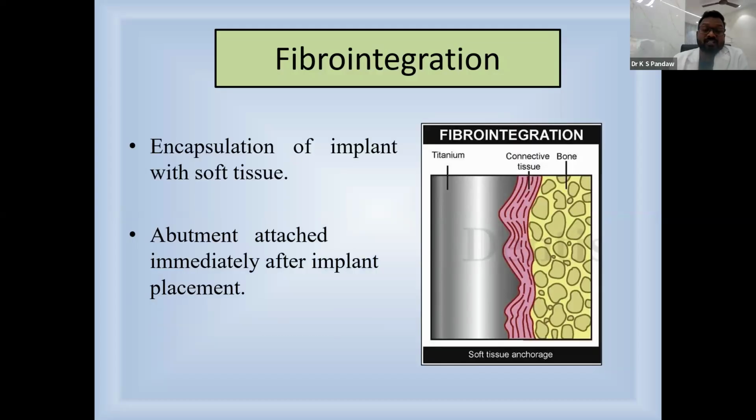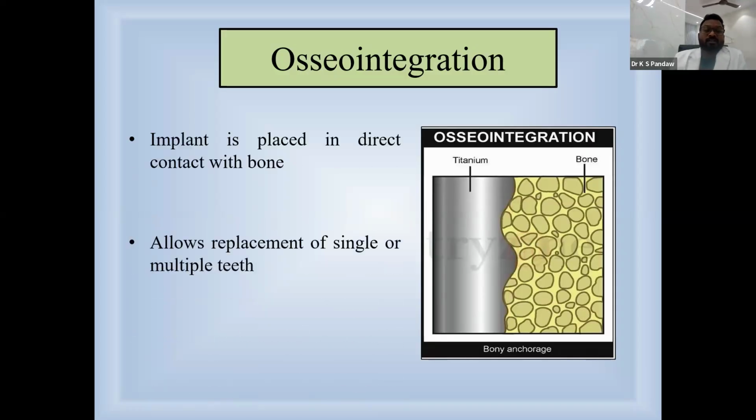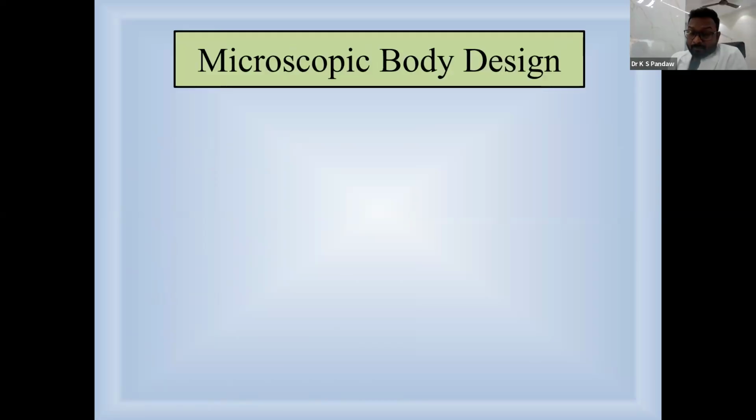Abutments are attached immediately after the implant placement. Now, the implant system we are using is based on the technique known as osseointegration. Osseointegration means, if you see in the light microscope, the implant and bone look fused together. But if you see in the electron microscope, there's a peri-implant lamina present there. So the bone is not fused with the titanium. Actually, it is closely adapted to the implant surface. So the implant is placed in direct contact with the bone.